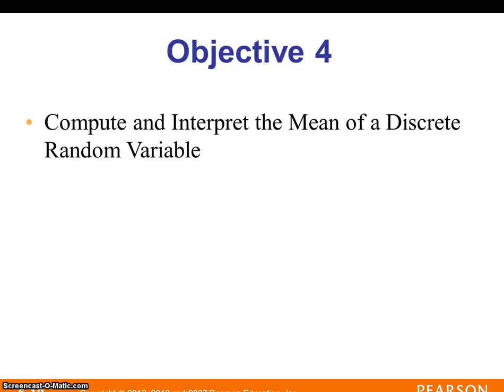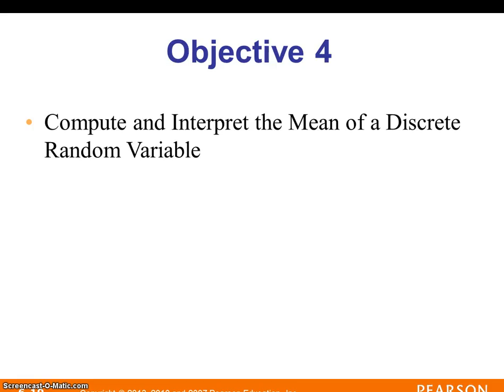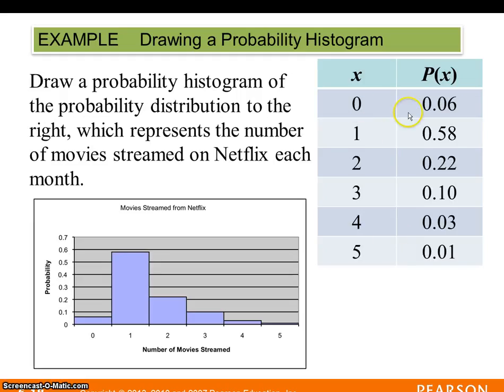Okay, that brings us to objective 4, which is on computing and interpreting the mean of a discrete random variable. The mean of a discrete random variable, given by mu sub x, is basically the sum of what you get when you take the probability of occurring times the event that occurs. So x is the value of the random variable. Like for the last example, we would just multiply the x times the probability and then add the results together.